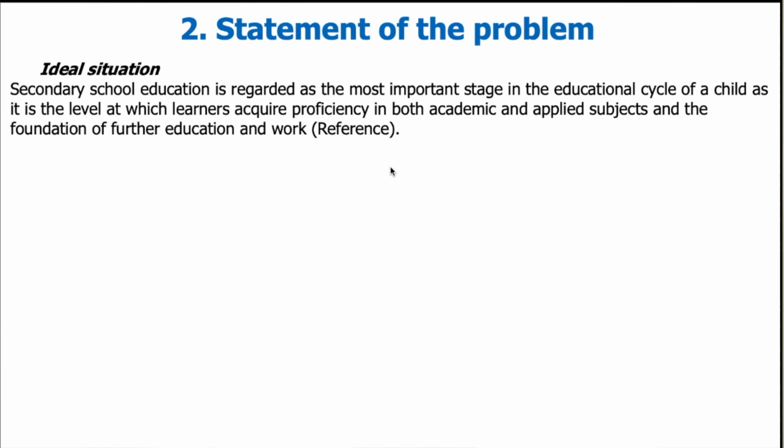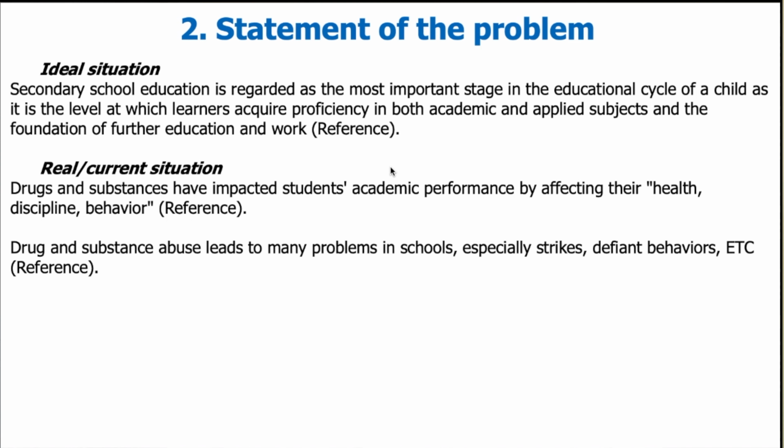So once you have laid down your ideal situation, now we need to know what is happening. If that is how it is supposed to be, how is it now? That's where you write the current situation. Now, the current situation means realistically, how is it? Is high school education largely important as you have explained above? No, that's why we are having a problem. And that's where your problem comes in. And the problem is drugs and substance abuse. Drugs and substances have impacted students' academic performance by affecting their health, discipline, and behavior. Remember, they have affected their health, discipline, and behavior.